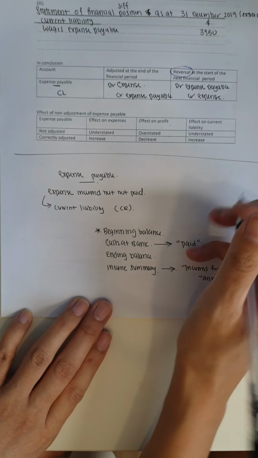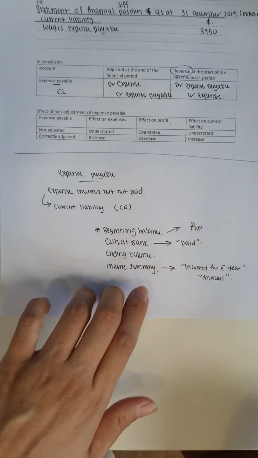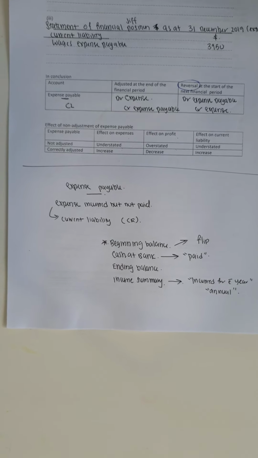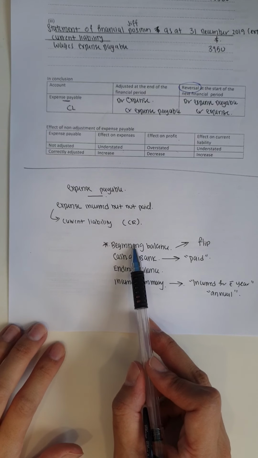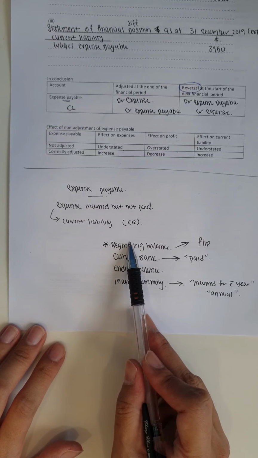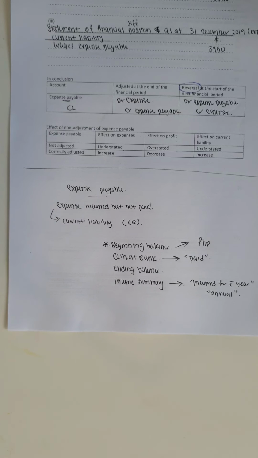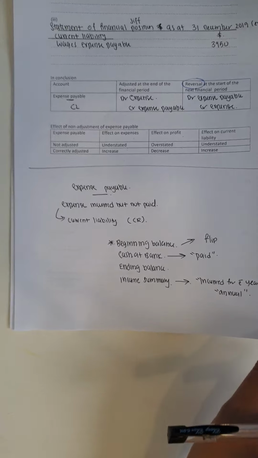But the beginning balance I need to flip, I need to reverse, because at the end of last year you put it in, and at the start of this year you need to take it out to pay for it. So the question will always give you up to these 3 entries, 1, 2, 3. It's like a jigsaw puzzle. They give you 3 clues out of the 4, and you are supposed to find the last one yourself.